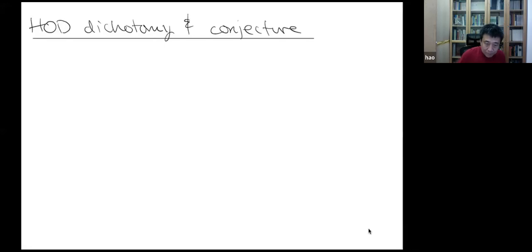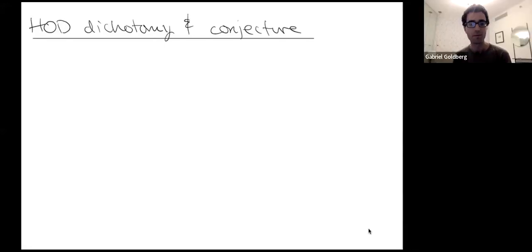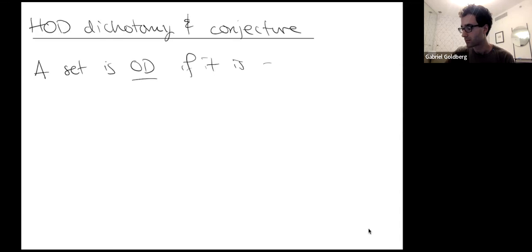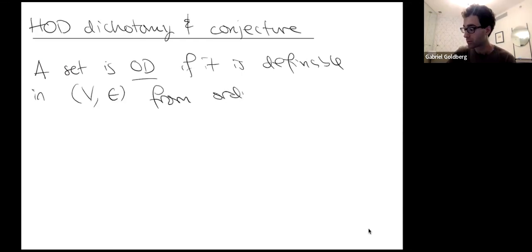Okay, we left off, and I was making some vague pronouncements about the existence of an ultimate canonical inner model. But how do you even make the question precise? One way to do that is Woodin's HOD conjecture. So let me remind you what HOD is. So I think I said it yesterday, but I was sort of quick. A set is OD if it is definable in the structure V with membership from ordinal parameters.